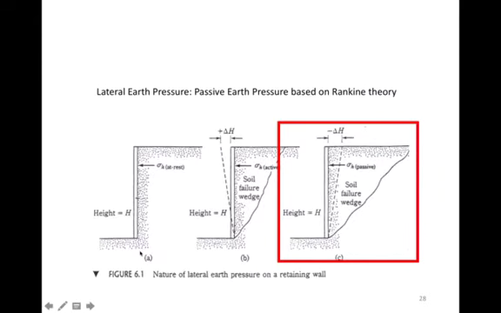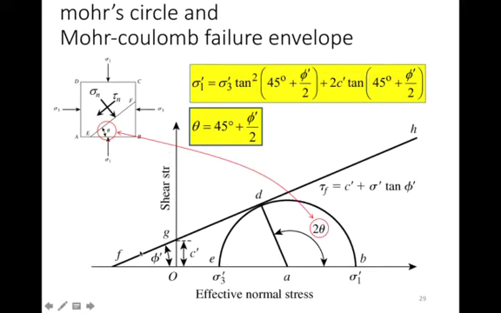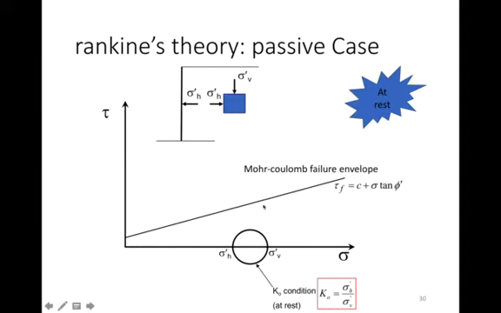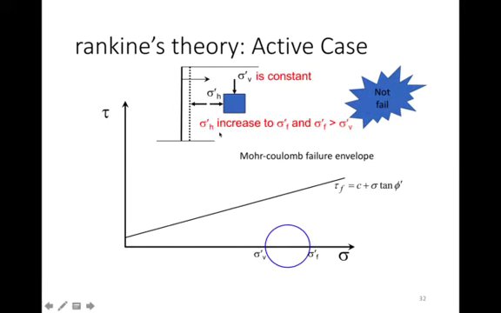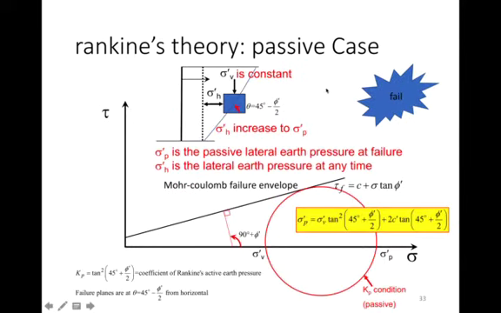The last case we're going to talk about is the passive pressure, where the wall is being pushed into the soil, or moving into the soil. Here's, once again, the Mohr circle. These are the same equations we've seen prior. In this case, the horizontal pressure is changing and the vertical is still constant. So the wall is moving in this direction, pushing into the soil, and the horizontal stress is increasing. It's going to increase until it fails.